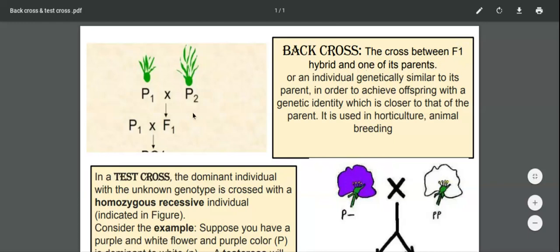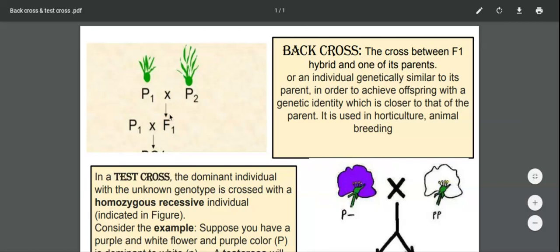So if we take this example, P1 and P2 are the two parents which are crossed, and you get the F1 offspring or the F1 hybrid. So if the F1 hybrid is crossed with any of these two parents, and as you can see here it is crossed with P1, the offspring that you get is a result of a back cross.